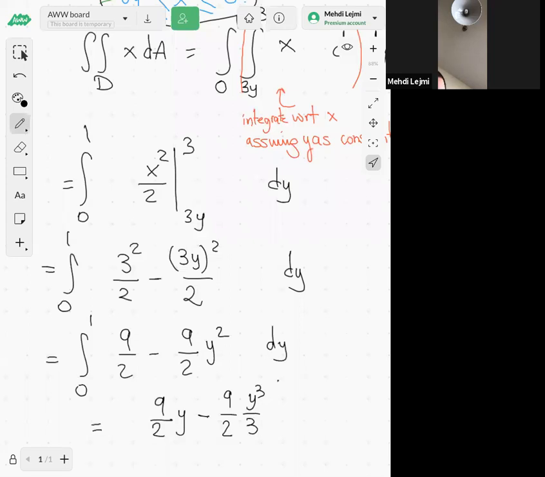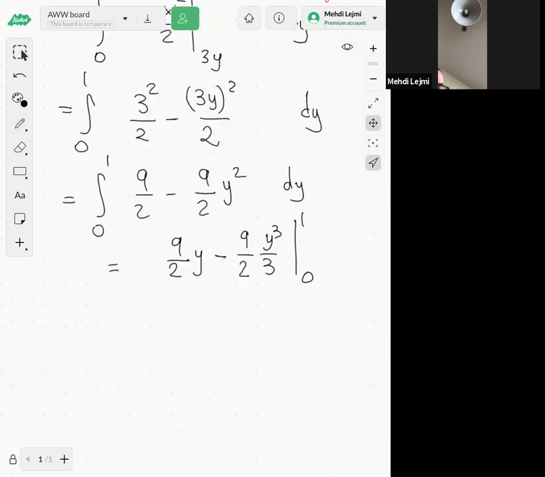And this is evaluated between 0 and 1, right? So you will substitute y by 1 first, and then by 0. Of course, when you substitute y by 0, it's going to be just 0. If you substitute y by 1, we're going to have 9 halves minus 9 halves times 1 cubed over 3, 1/3. Right, so it's just 9 halves minus 9 over 6.